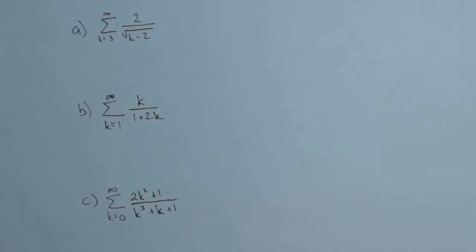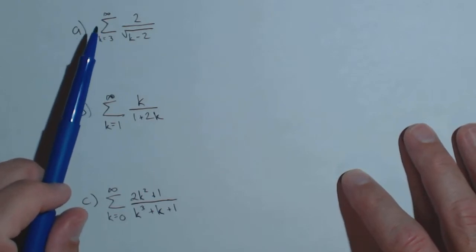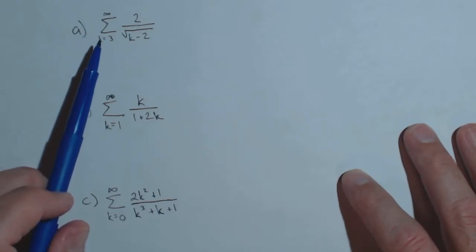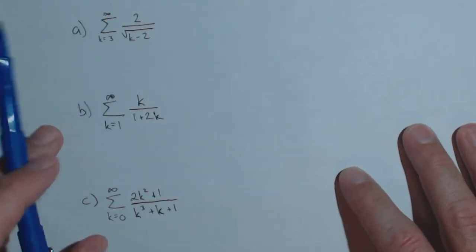In this video, I'm going to do three examples of showing a series is convergent or divergent, and talk about what test I use in each case and why. So let's look at A. First off, we have this series from 3 to infinity of 2 over the square root of k minus 2.